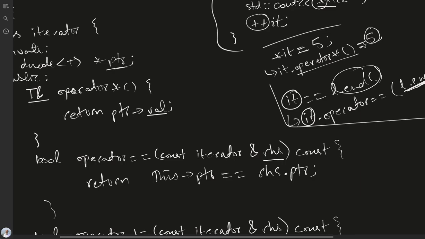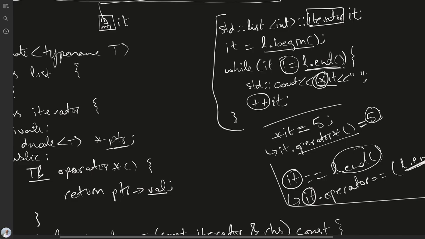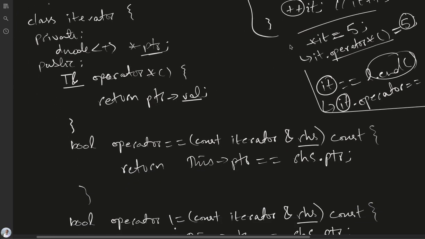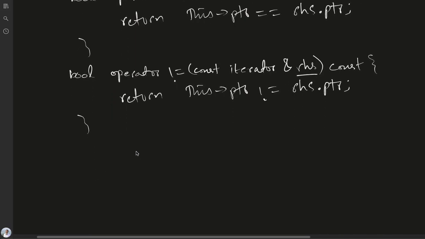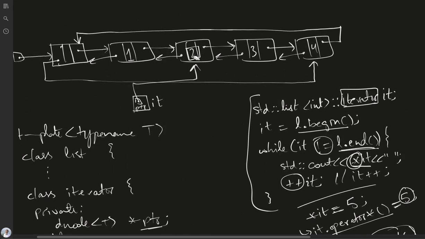So far we have implemented not equal to operator, equal to operator, the dereference operator, and now we need to implement the increment operator. So this is pre-increment operator. We could also have used post-increment operator. In case of pre-increment operator, we just overload it as operator plus plus. When the iterator is pointing to this node, the plus plus should make it point to the next node, right? Pointer should now contain the address of the next node.